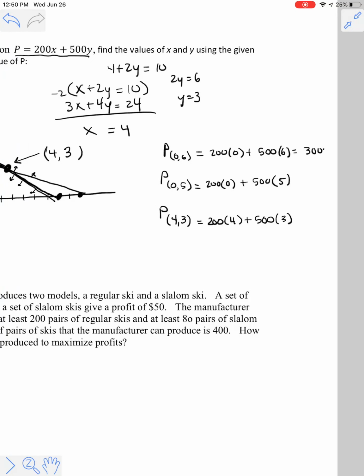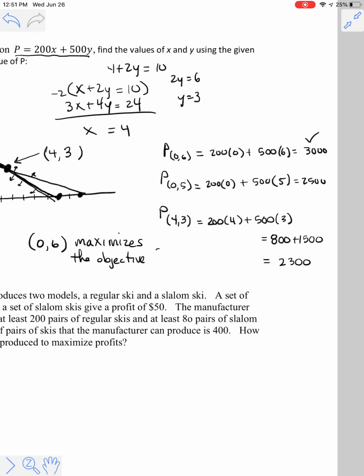So this is 3,000. This is 2,500. And here we're going to have 800 plus 1,500, which is 2,300. So we figure out that 3,000 is the maximum, so 0, 6 maximizes our objective function.